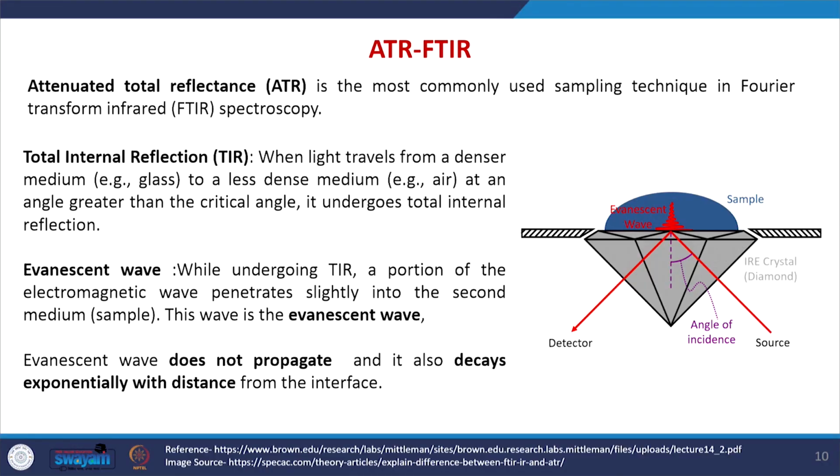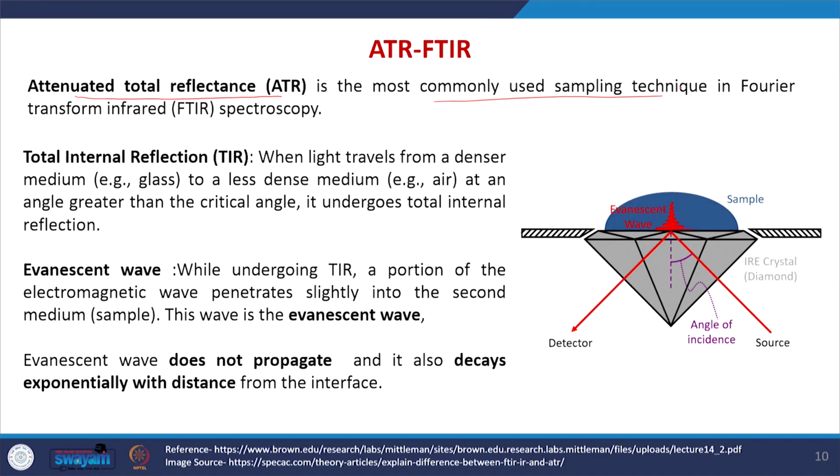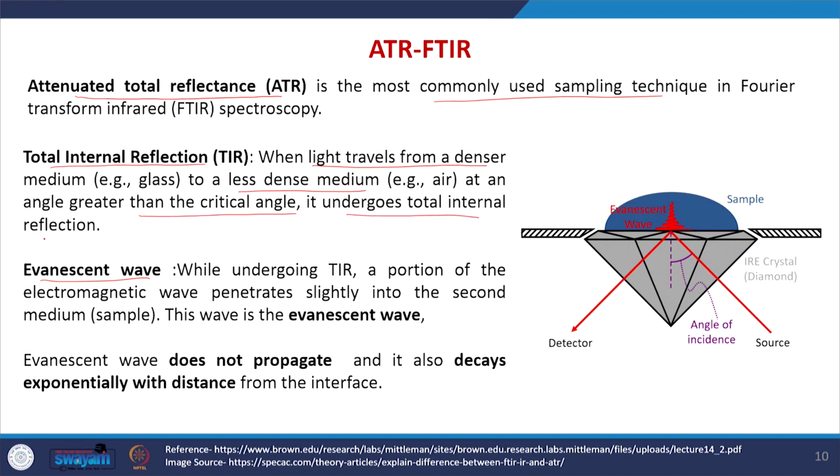When compared to the traditional FTIR, most of the labs nowadays are using the ATR-FTIR. Let us see what is ATR-FTIR. ATR means attenuated total reflectance, and this is the most commonly used sampling technique in FTIR spectroscopy. The ATR is based on total internal reflection and evanescent wave. So, TIR means when a light travels from a denser medium to a less dense medium at an angle greater than the critical angle, it undergoes total internal reflection.